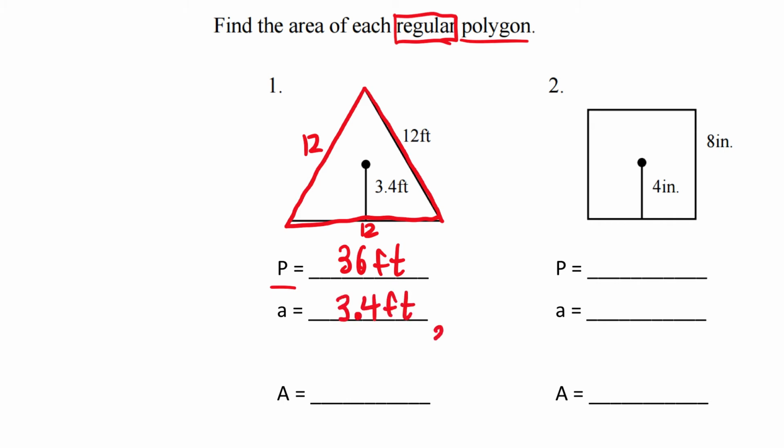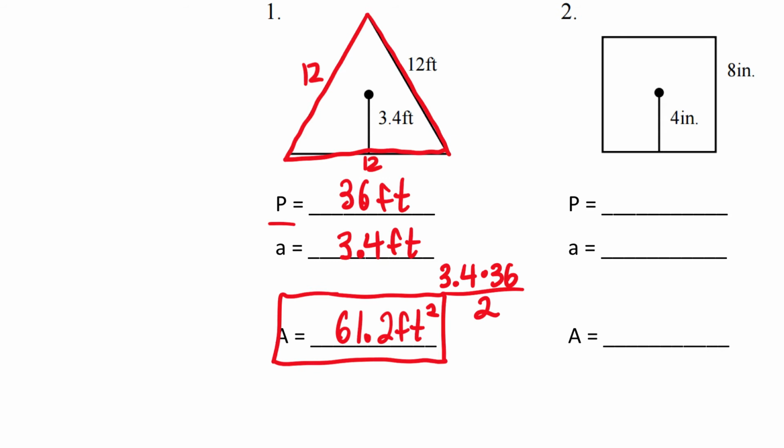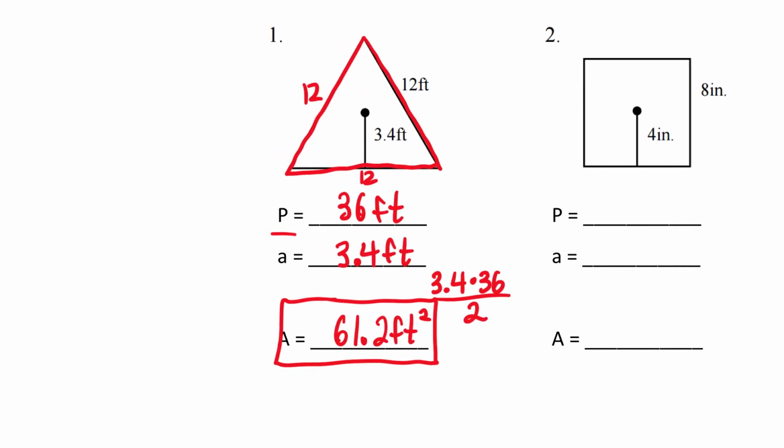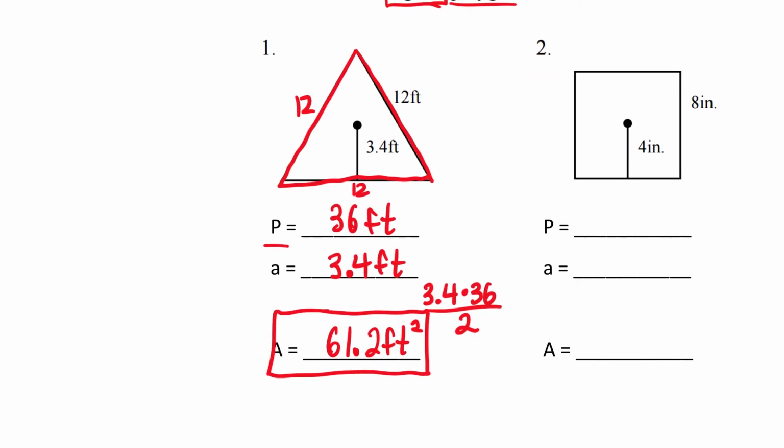And so to find the area, we're going to do the apothem times the perimeter divided by 2. So just plug that in your calculator now. 3.4 times 36 divided by 2. Yep, and it should give you 61.2 square feet. Okay, so doing that, it's pretty simple on how this works.